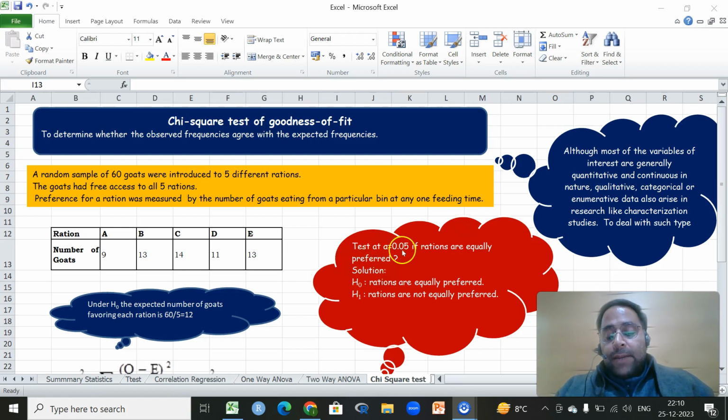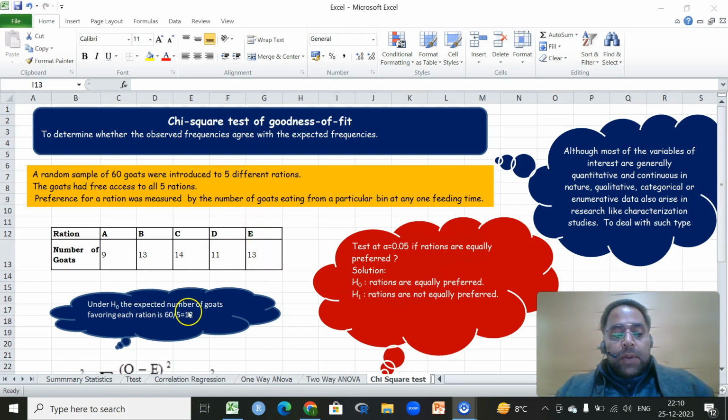We have to test at 0.05 level of significance, which is alpha, if these different types of rations are equally preferred. So the null hypothesis here is that all these 5 categories are equally preferred, and the alternative is that they are not equally preferred. So we have a data set out of 60 goats: 9 preferred A, 13 preferred B, 14 preferred C, 11 preferred D, and the remaining 13 preferred E.